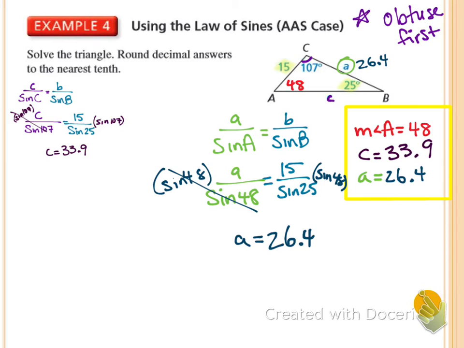So again, the pattern should be the same. The biggest angle should be across from the biggest side. So biggest angle, biggest side, that checks out. Smallest angle should be across from the smallest side. If not, then you kind of know you either labeled wrong or found wrong or something. Questions on this one?